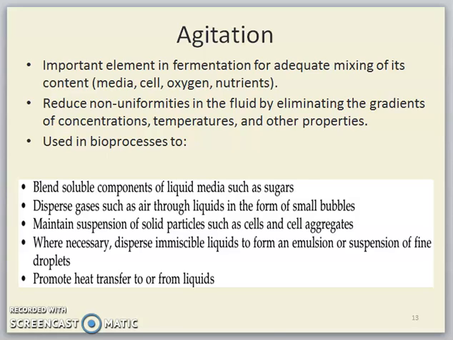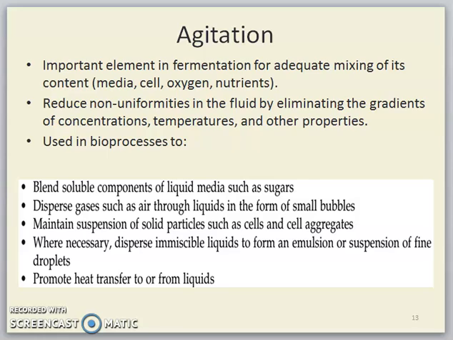Agitation is a very important element in fermentation, in order to have adequate mixing, to mix all the media, cells, oxygen being supplied, and also the nutrients introduced or supplied in the fermentation. It is also used in order to reduce non-uniformities in the fluid by eliminating the gradients of concentrations, temperatures, and other properties.